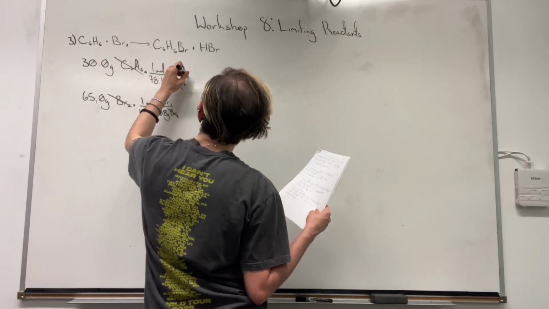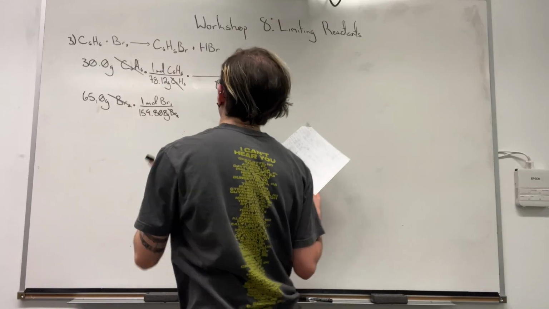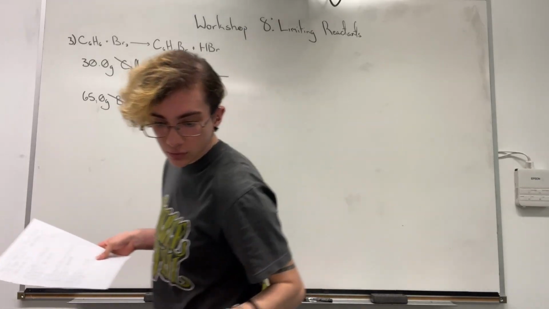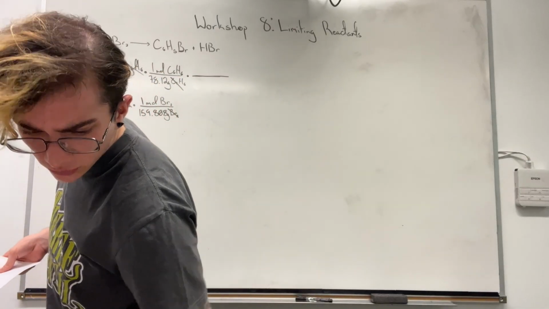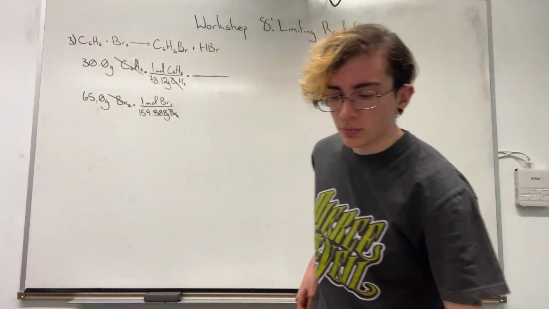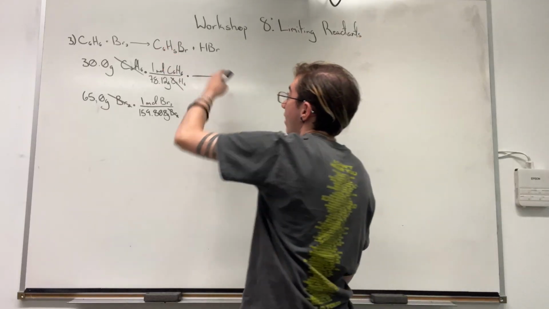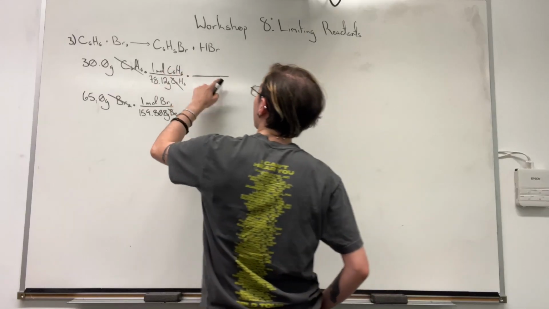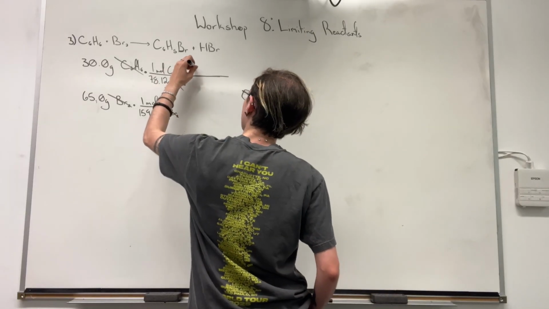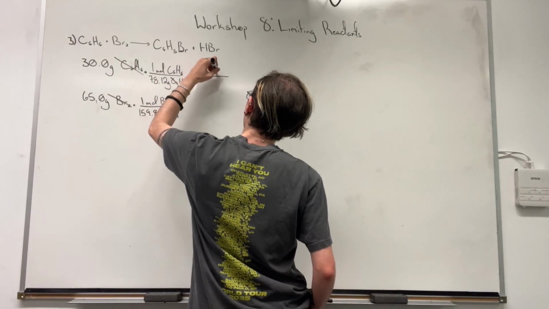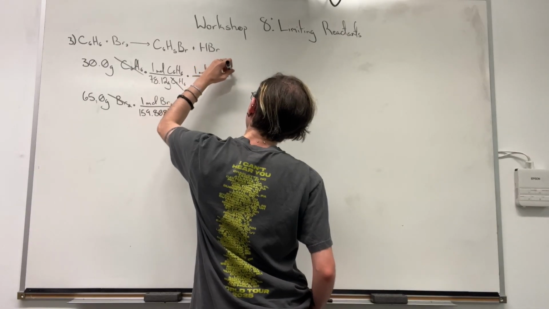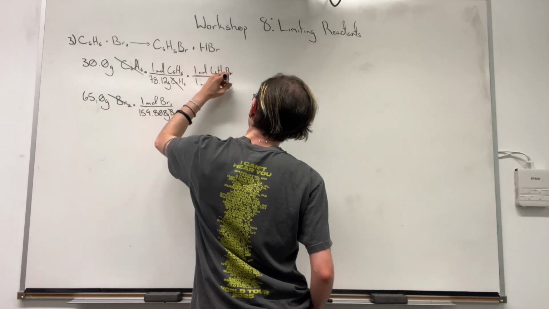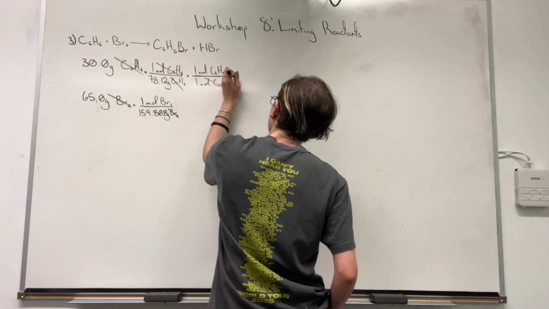Starting with our benzene, we want to get to bromobenzene. Am I missing a coefficient? I don't know, this is all 1-to-1 ratios. So this reaction is a little more straightforward because you can see we have no coefficients to worry about. It's all 1-to-1, so this will make our math a little bit more streamlined. 1 mole of bromobenzene is produced by 1 mole of benzene.